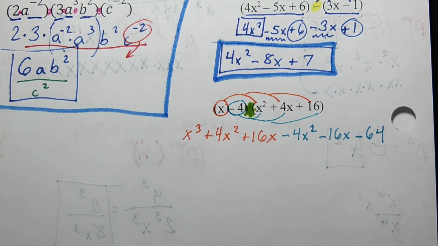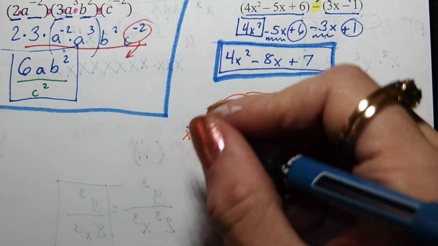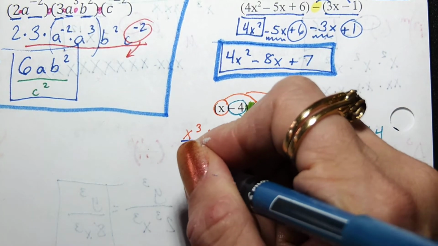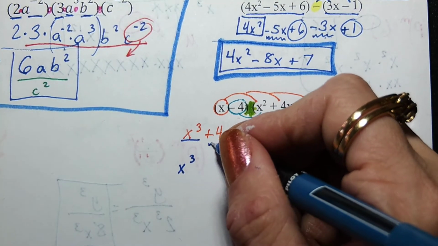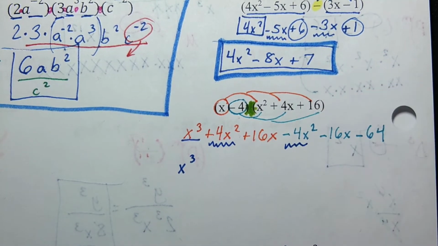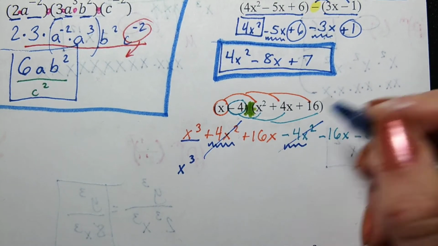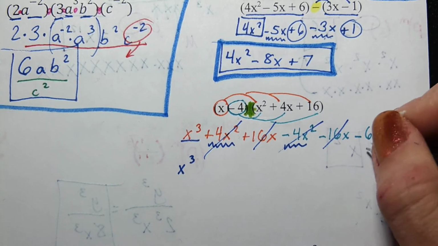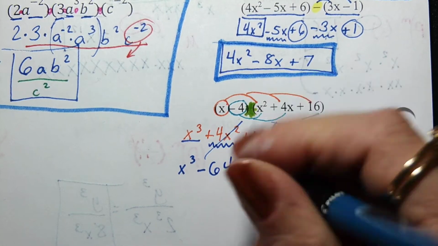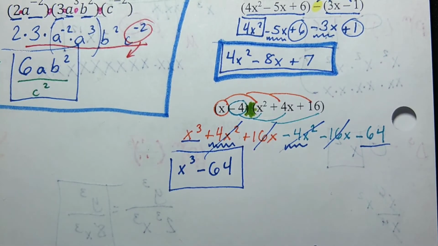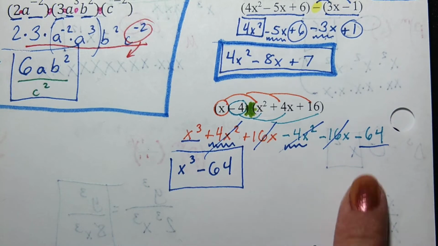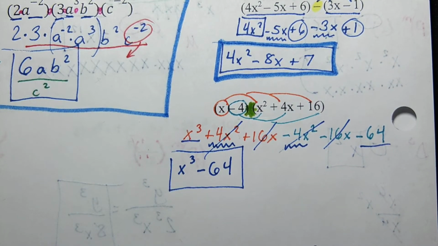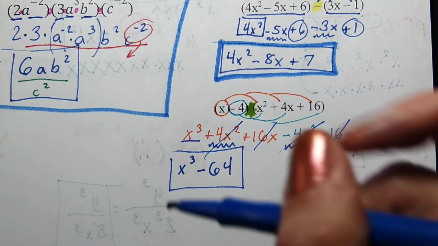Combine our like terms. So after we carry out the multiplication, then we want to see if we have any buddies for these variables. So x cubed, any buddies? Nope. So x cubed stays x cubed. Then I've got 4x squared and negative 4x squared. So what happens to those? Goodbye. And then I've got 16x and negative 16x. Goodbye. And then we've got negative 64. So, wow. All that work and all of those different multipliers we had, and we had a lot of cancellation, and we ended up getting just x cubed minus 64.